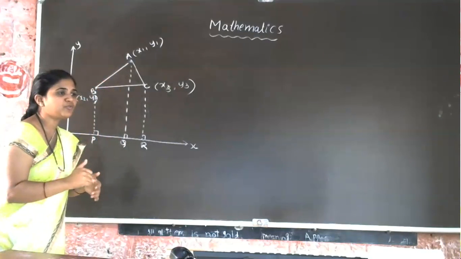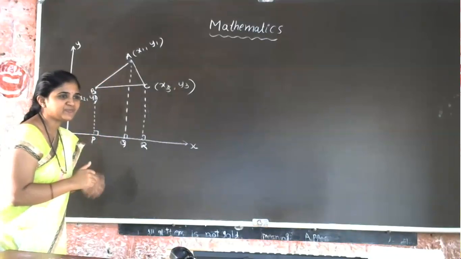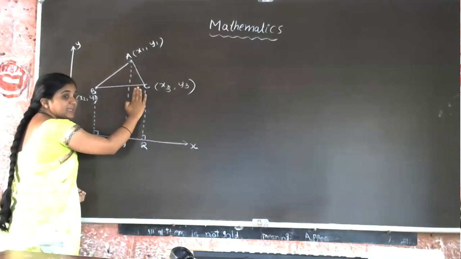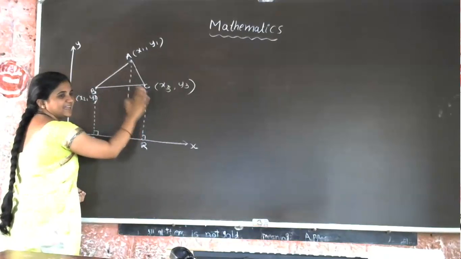What we have to do for that? What we have to do? So this area plus this area, then minus this area.